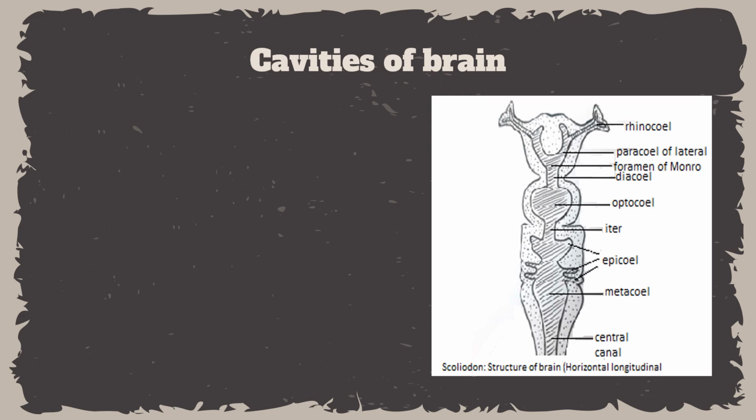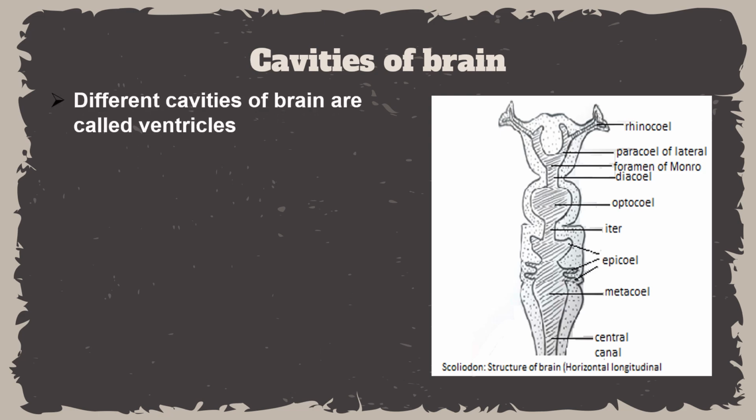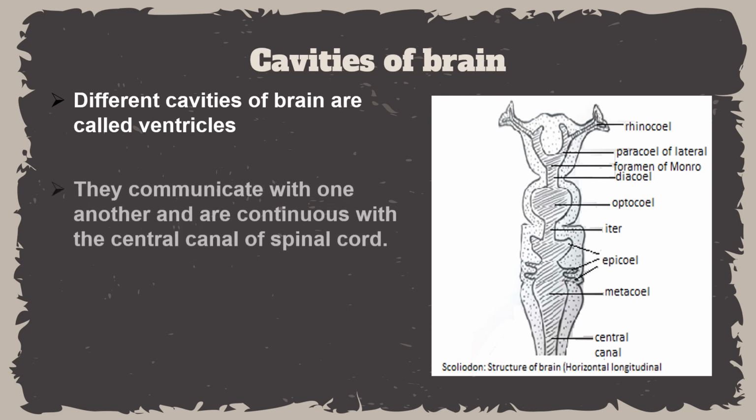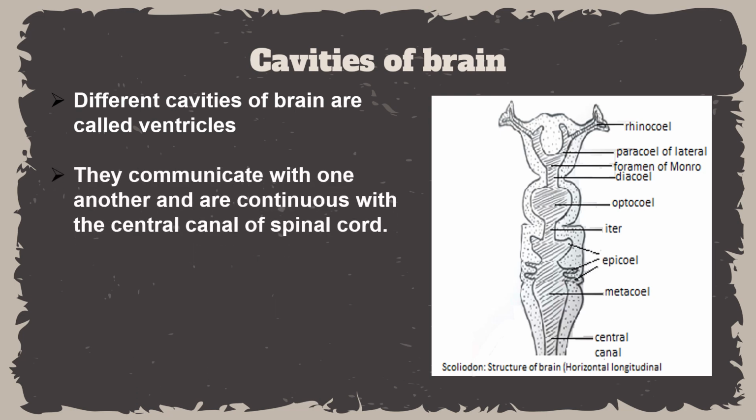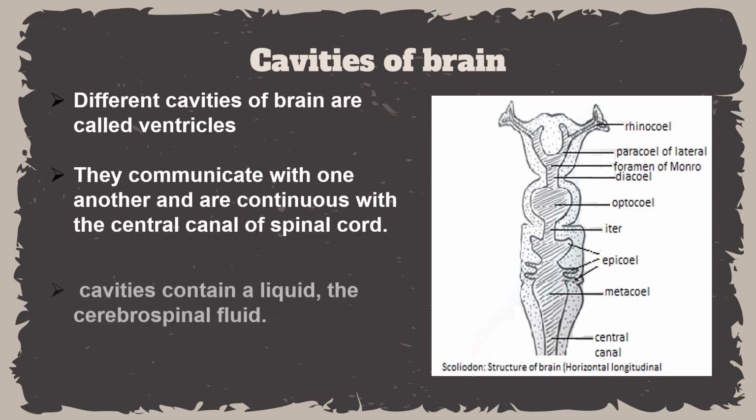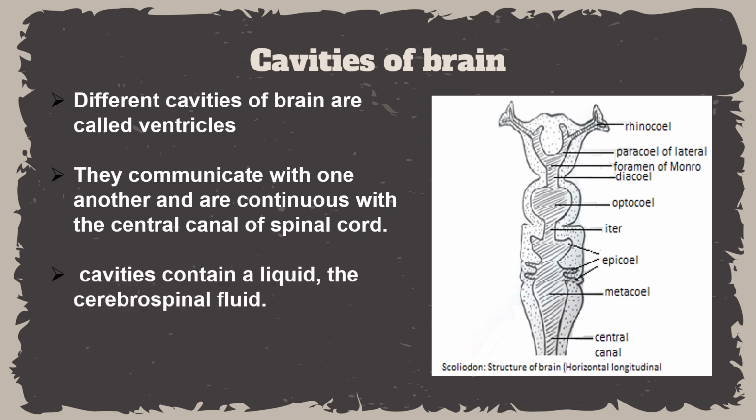Let's discuss the cavities of the brain. The different cavities of the brain are called ventricles. They communicate with one another and are continuous with the central canal of the spinal cord. The cavities contain a liquid, the cerebrospinal fluid.